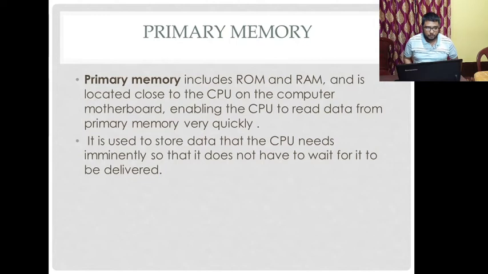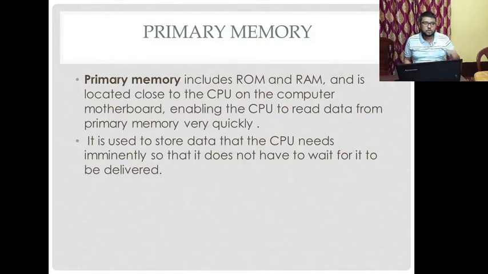Primary memory includes ROM and RAM and is located close to the CPU on the computer motherboard. That enables the CPU to read data from the primary memory very quickly. So these are memories that are present in the motherboard near the CPU, so that basically used for quick calculation, and it stores little bit of data, but the processing power of these storage devices are very fast. It's a fast storage device.